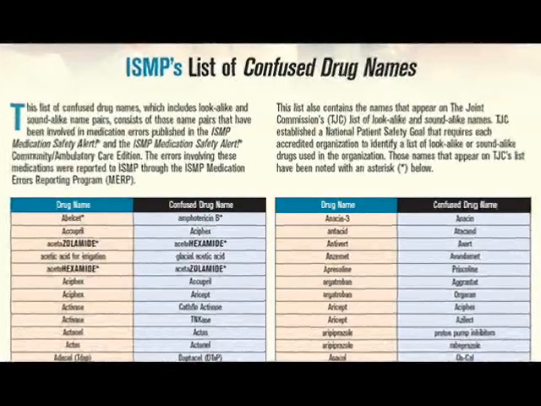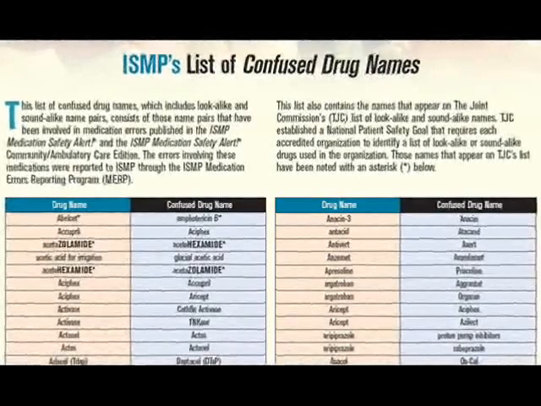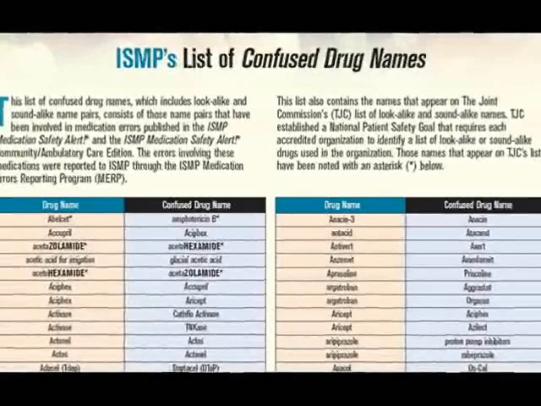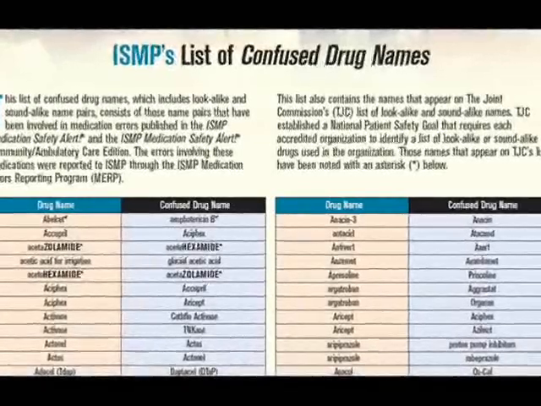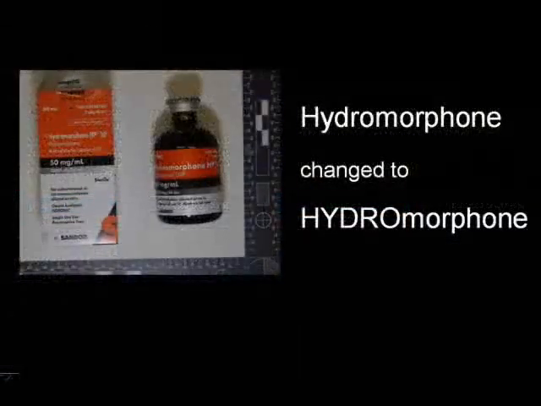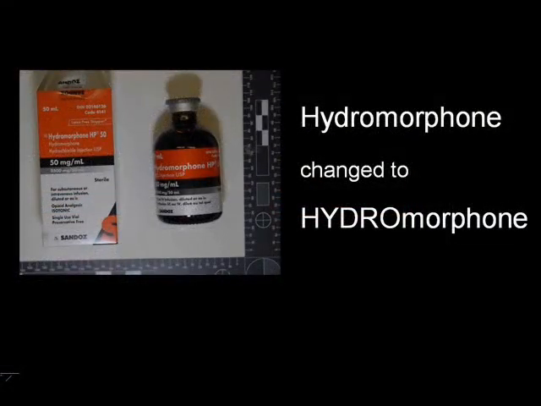Another goal of the Institute for Safe Medication Practices is to educate healthcare workers about drug names that are commonly confused, as well as changing drug names to reduce confusion. After the case of the man that received morphine instead of hydromorphone, the name of hydromorphone was altered to make the difference more obvious.